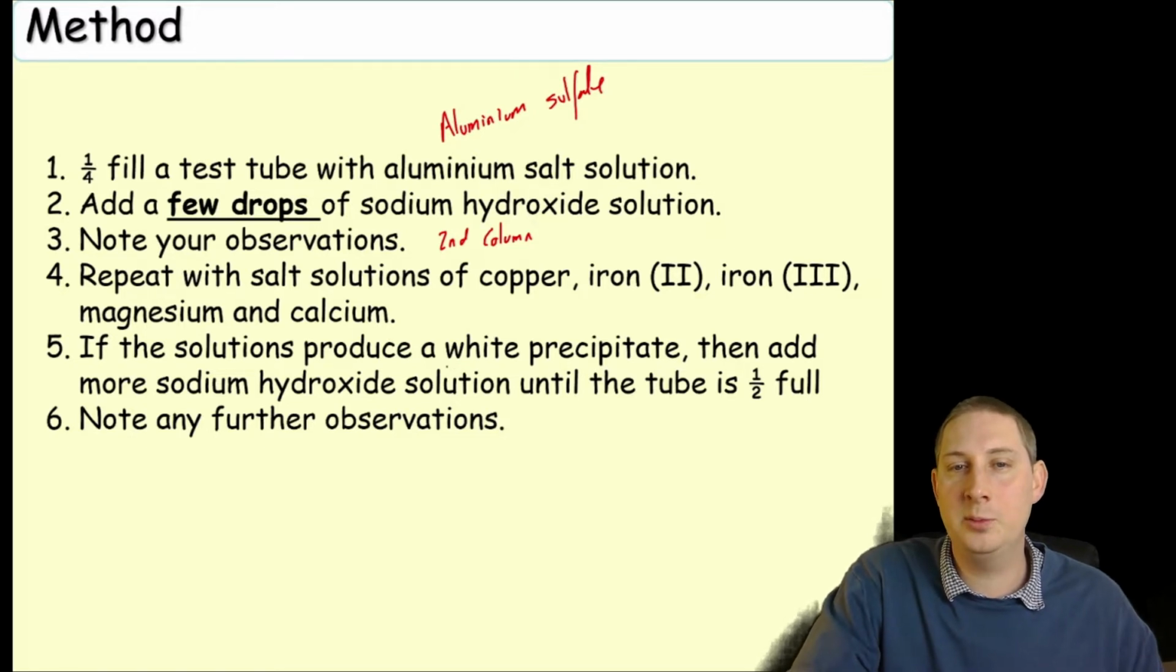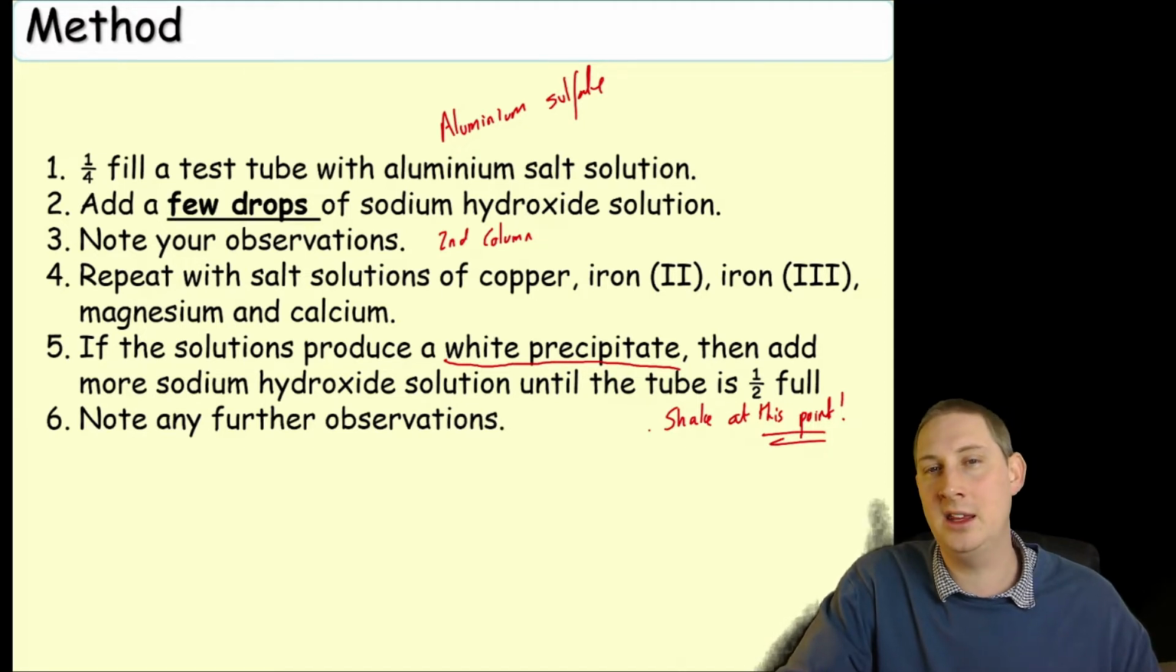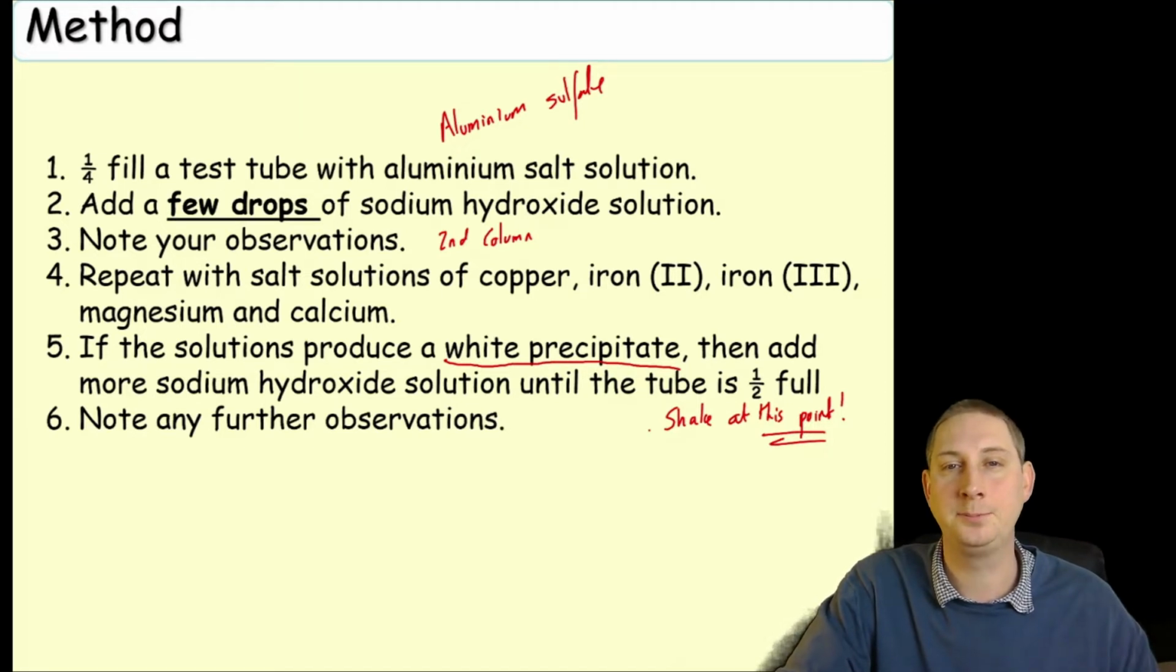If the solutions produce a white precipitate, and only if they produce a white precipitate, then add more sodium hydroxide until the test tube is half full. If you want to speed this up, you can shake the tube at this point. You don't have to, but it speeds up the reactions. And note if anything else happens.